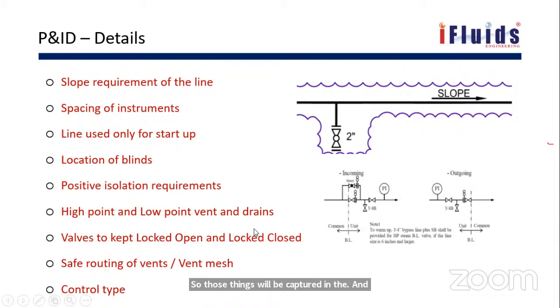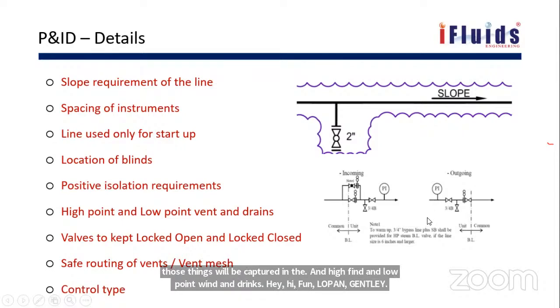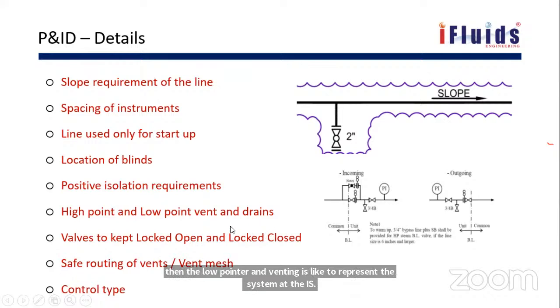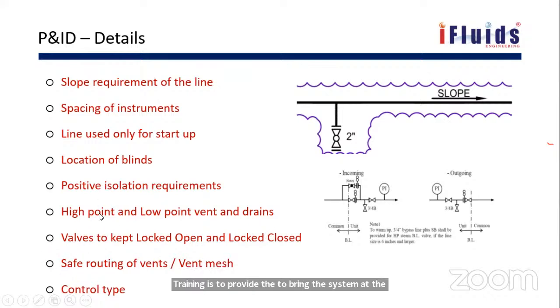And high point and low point vents and drains. High point and low point are generally required for a complete piping system. They will provide a vent at the high point and a drain at the low point. Venting is to depressurize the system at the highest point. Draining is to drain the system at the lowest point, so that the complete gas is vented and the complete liquid is drained.